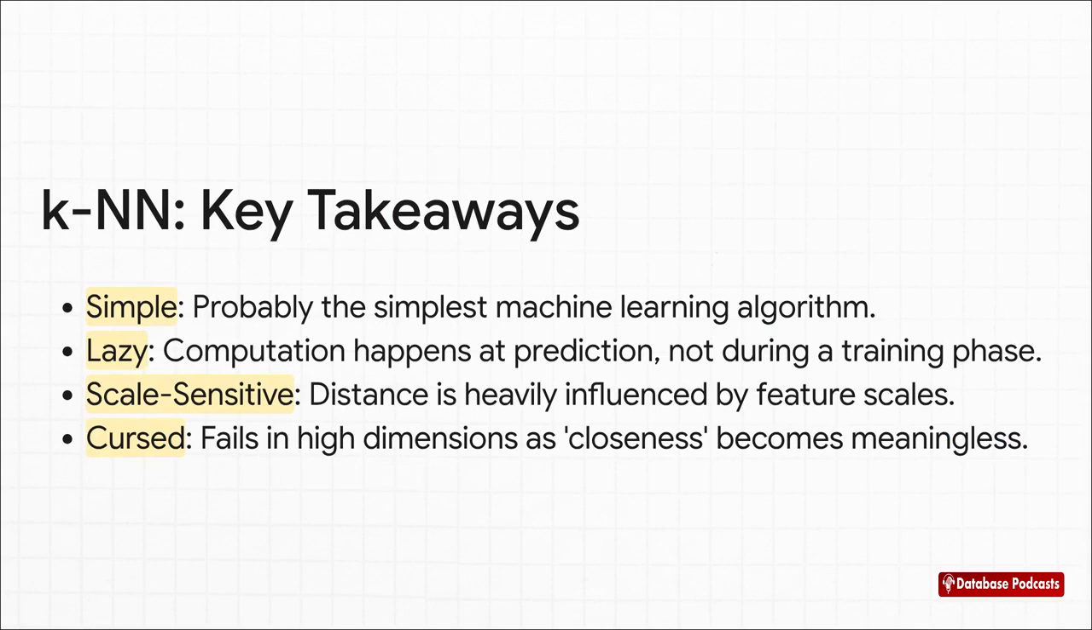All right, let's tie this all together. What are the big takeaways? First, KNN is super simple and easy to understand. Second, it's a lazy algorithm. There's no big training phase, it just uses the data as is. But on the downside, it's really sensitive to how your features are scaled, and its biggest weakness, its kryptonite, is that it really struggles as the number of features or dimensions grows.